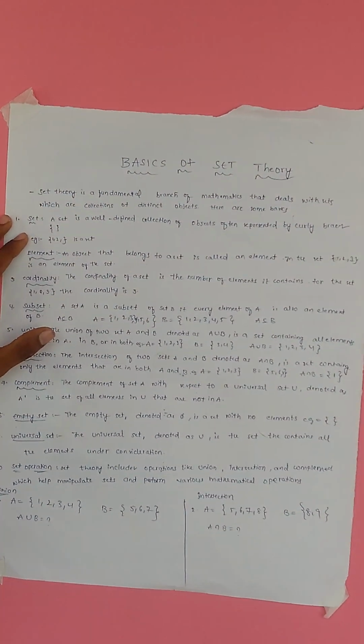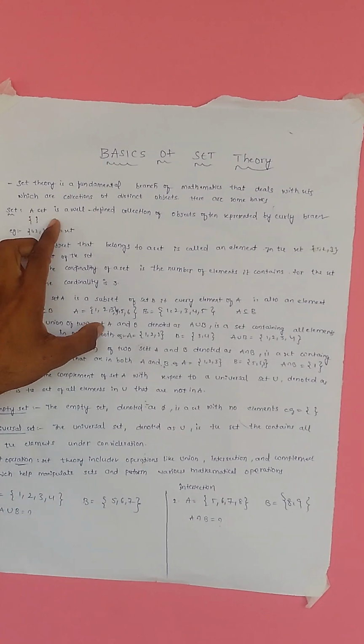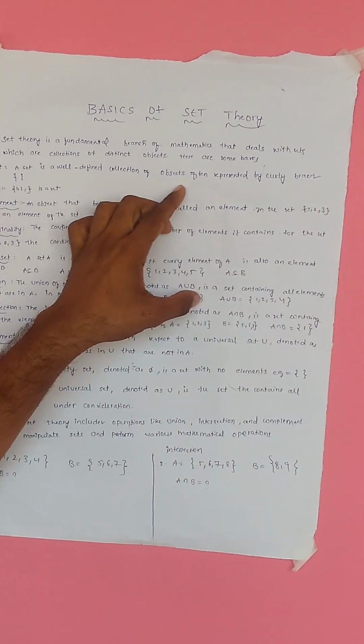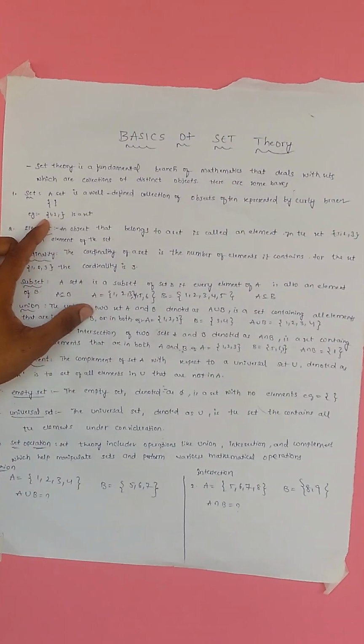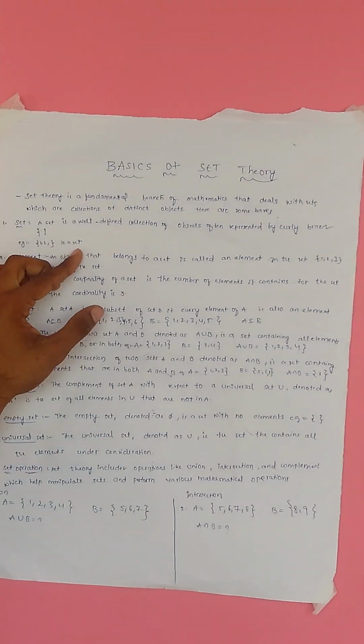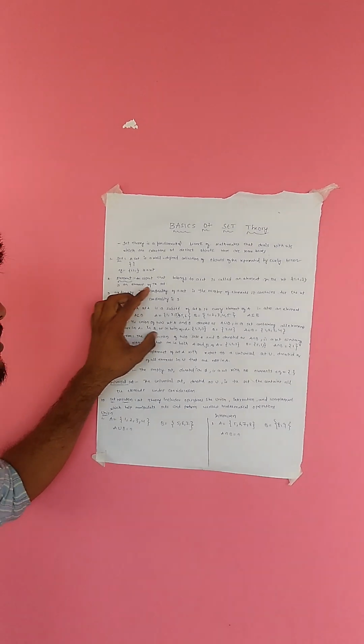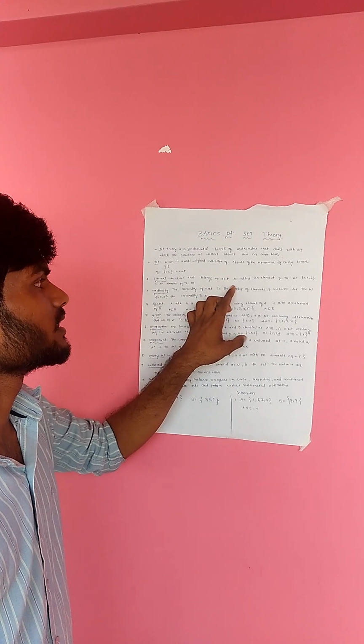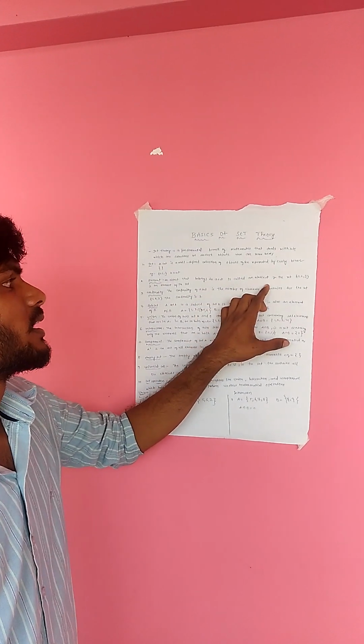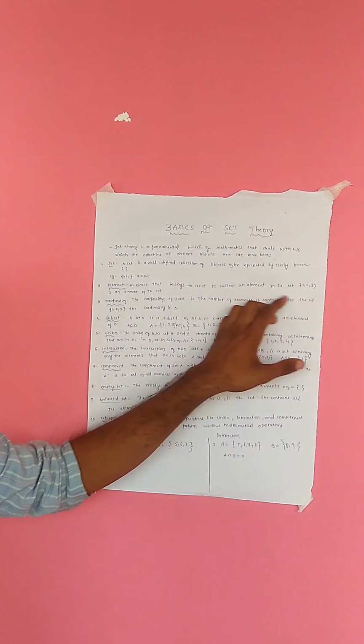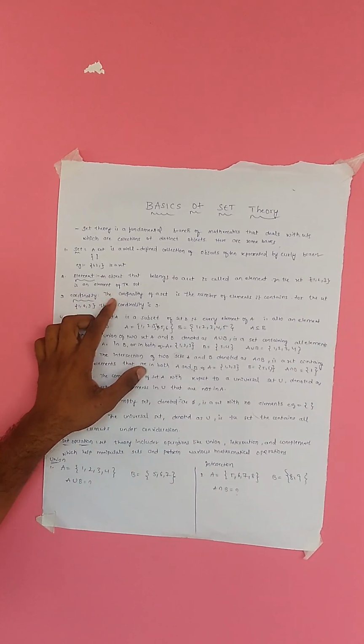So now let me explain set. A set is a well-defined collection of objects, often represented by curly braces. Example: {1, 2} is a set. Element: an object that belongs to a set is called an element. In the set {1, 2, 3}, 1 is an element of the set.